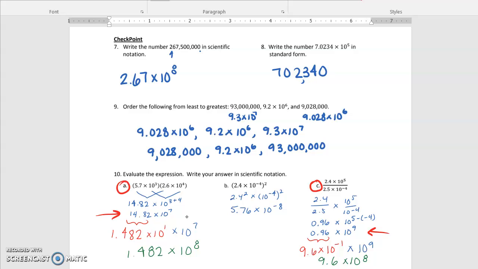In example C, we had to turn that 0.96 into 9.6 times 10 to the negative 1. Don't forget about the 10 to the 9th that you already had. When you combine your exponents again, you'll have 9.6 times 10 to the 8th.